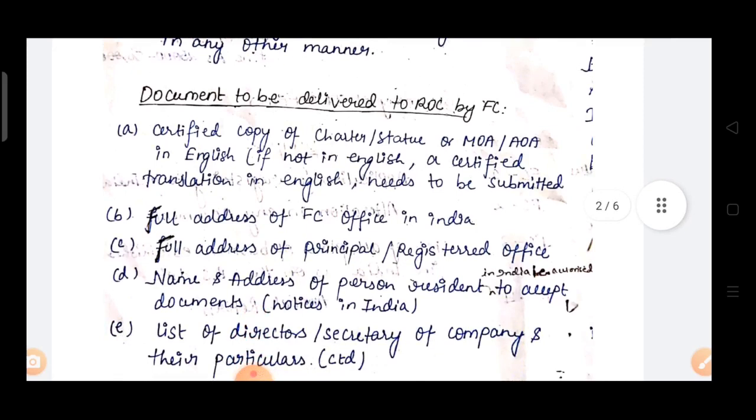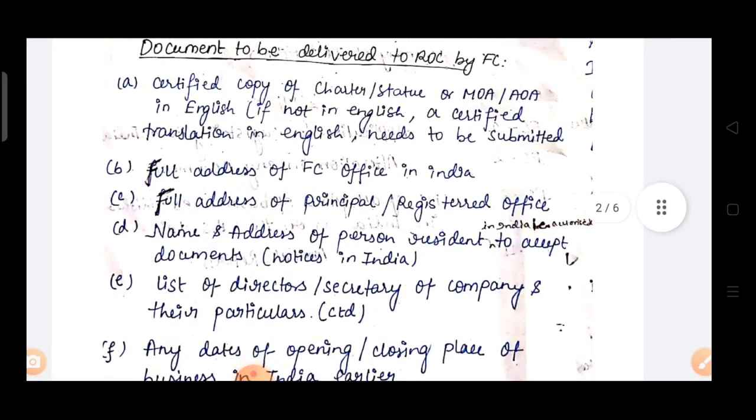Second one is the full address of the foreign company office, meaning the foreign company's office in India. Then the full address of the principal or registered office, which means two offices will be there. Now one office, the principal office, will be outside India, so the foreign company is supposed to provide the full address of the office which is situated outside India, and the one which is situated in India, that address also needs to be submitted.